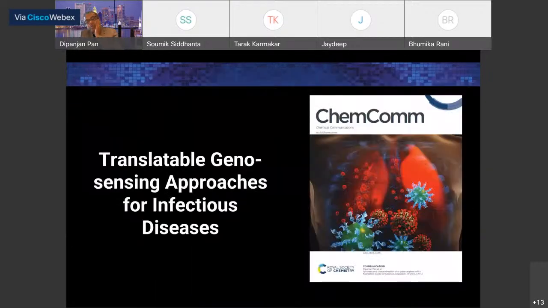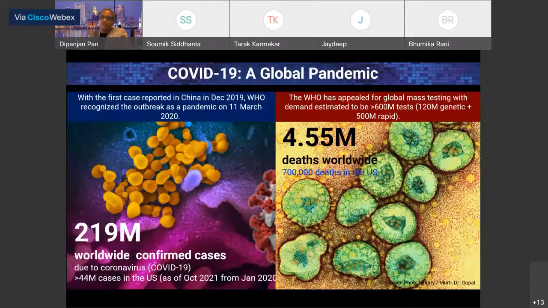But for today's talk, I think we were going to focus only on the geno-sensing approaches for infectious disease, and that is the COVID-19 diagnostics. As we all know, COVID-19 is a global pandemic. The first case was reported in China in December 2019, and in March 2020, WHO recognized the outbreak as a pandemic. Since then, there have been 219 million worldwide confirmed cases.